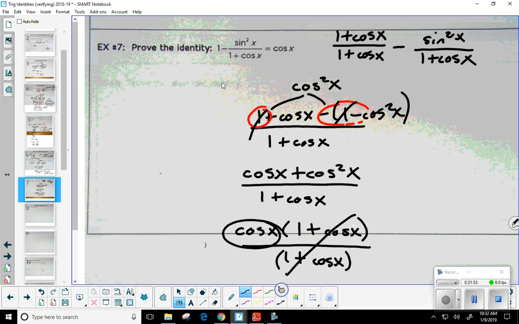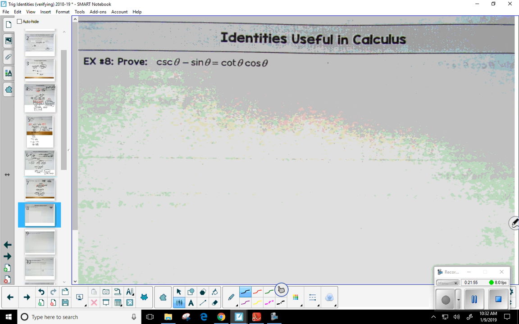All right. Okay, so I know what you're thinking. I'm ready for one on our own, right? Okay, so here's this one. Cosecant of theta minus sine of theta equals cotangent of theta cosine of theta. Let me give you 4 minutes.